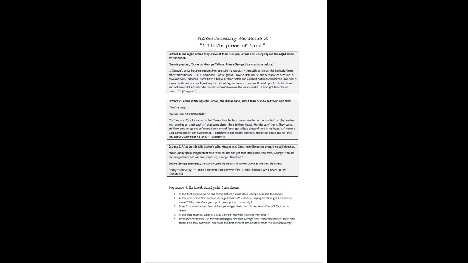Extract 2 is from chapter 4. Lenny is talking with Crooks, the stable hand, about their plan to get their own farm.